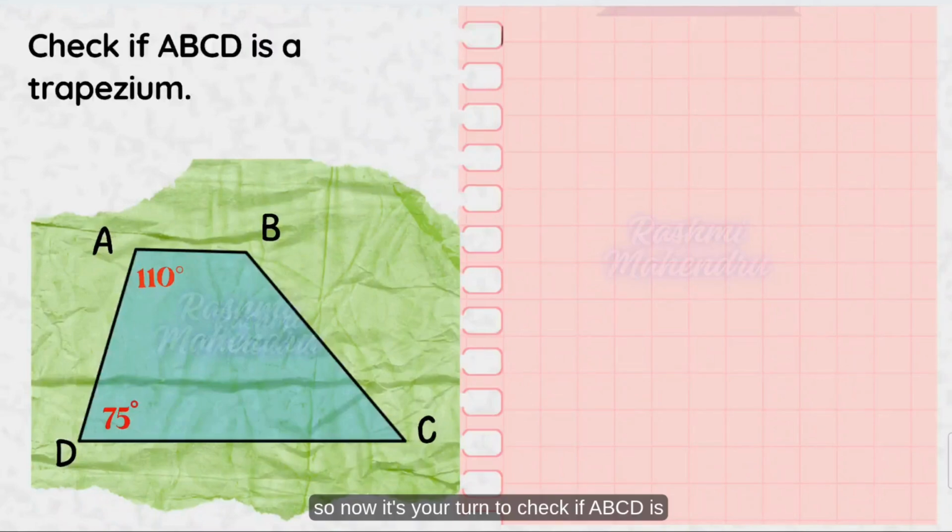Now it's your turn to check if ABCD is a trapezium. Two angles have been provided to you. Pause the video and attempt the question.